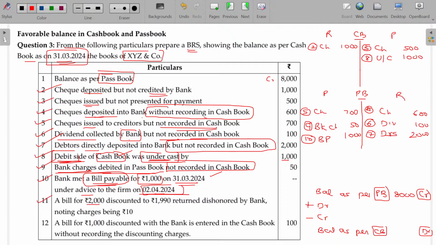And 11th one, a bill for rupees 2000 discounted, 1090 returned dishonored by bank, noting charges being 10. Okay, bill dishonored. In case of bill dishonored, come on, guess. How many of you can guess it properly? Come on. Text me. Online students can text me online. Come on, make it faster. First choice given to foundation students. Come on, tell me.